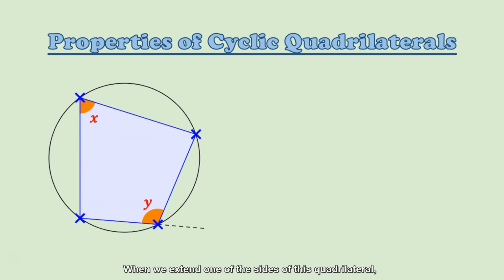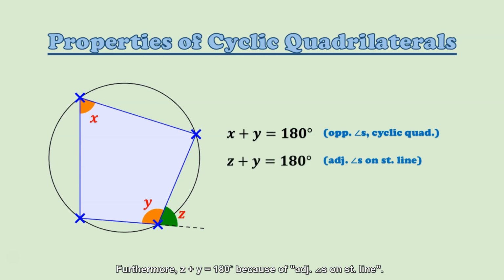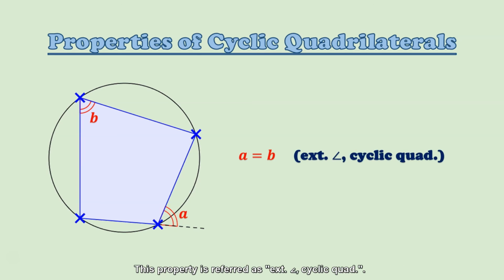Now let's take a look at another property of cyclic quadrilaterals. When we extend one of the sides of this quadrilateral, we can obtain the exterior angle of this cyclic quadrilateral. We have already learned that x plus y is equal to 180 degrees because of the opposite angles of cyclic quadrilateral. Furthermore, z plus y is equal to 180 degrees because of the adjacent angles on straight line. As a result, we can conclude that x is equal to z. Therefore, for any cyclic quadrilaterals, the exterior angle A is always equal to the interior opposite angle B.